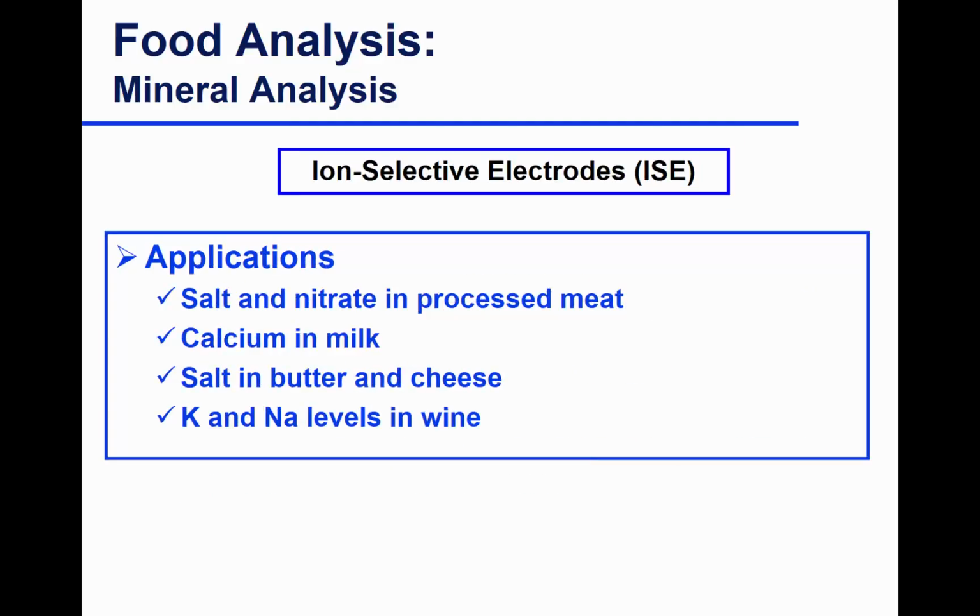Some of the common applications: measuring salt and nitrate in processed meat, calcium in milk, salt and butter in cheese, and potassium and sodium in wine. So these are very common applications for ion-selective electrodes.